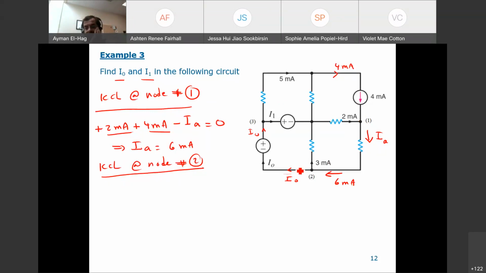Okay, so again, this current enters, 6 milliamps, so this is plus 6 milliamps. This leaves, then this is minus 3 milliamps. This leaves, this is your I0 now. This is the first unknown that you want to find. Minus I0 equal to 0. 6 minus 3, this is 3 milliamps, and this is equal to I0. So your I0, this current that enters here, is equal to 3 milliamps.